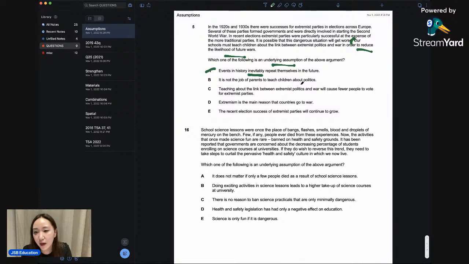"It is not the job of parents to teach children about politics." Again, there's not really any discussion about that. Let's not bring in random ideas that don't belong in this text. I'm certain that's not it.